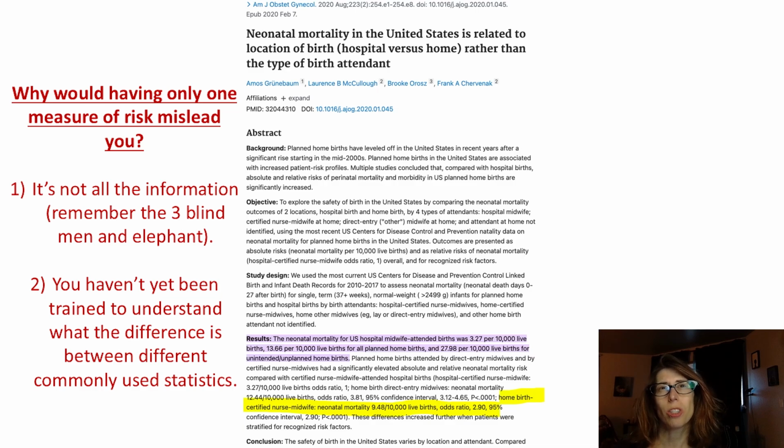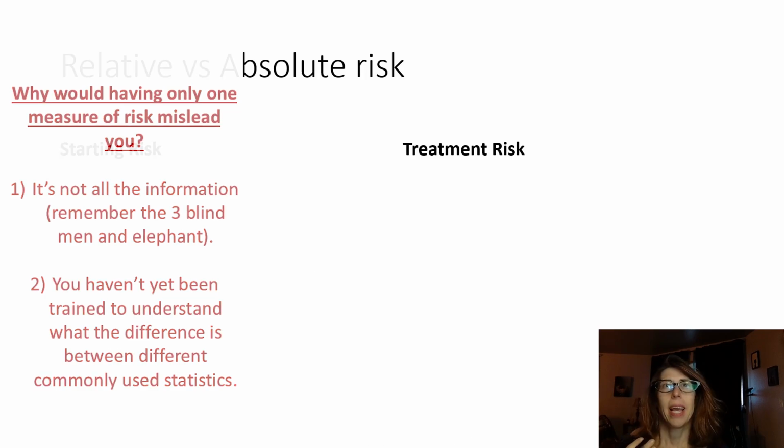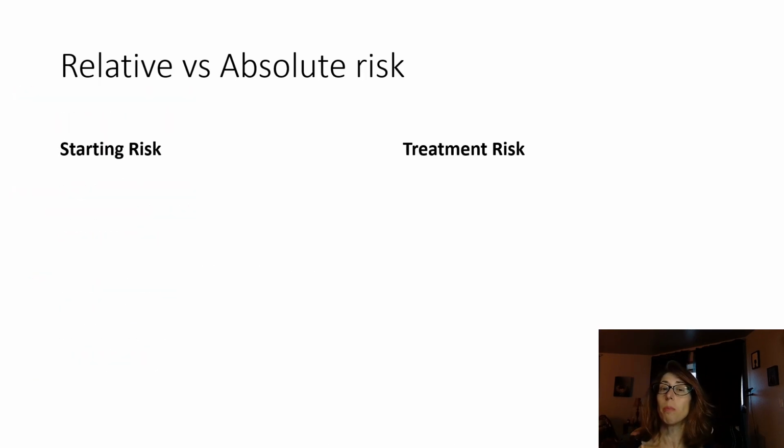If someone were to present only one of these statistics to you, it might mislead you, not because it is a lie, but because of 2 things. 1, it's not all of the information. And 2, you haven't been trained yet to understand exactly what these different statistics mean. It is important to list both relative and absolute risk together because they each tell you a different part of the story, and it can be difficult to interpret one without the other.